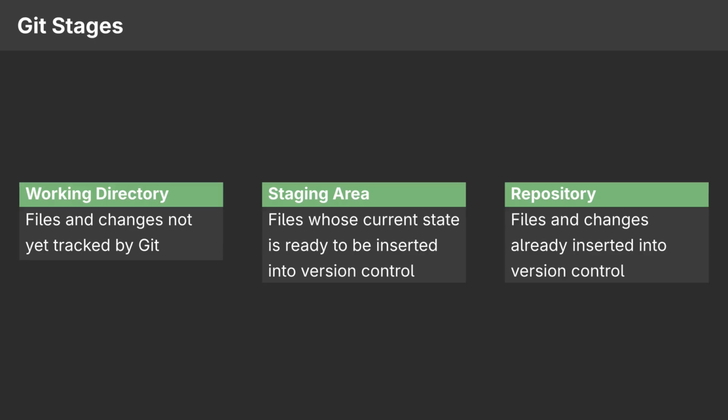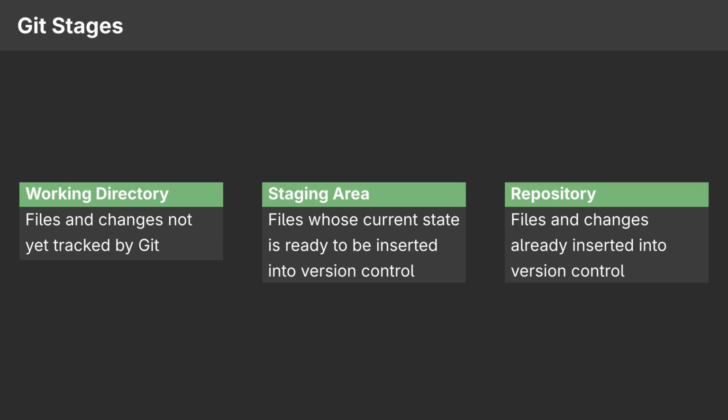There are 3 stages in local Git: the working directory, the staging area, and the repository. The working directory contains files whose current state has not been inserted into version control yet. That can be a new file, or a file that you have changed or deleted since you last asked Git to record its state. The staging area holds files which are ready to be inserted into the next version. And the repository holds the contents that have already been inserted. It is the collection of past versions.